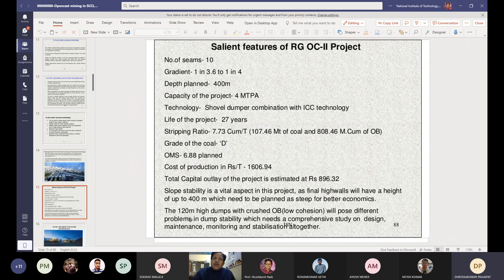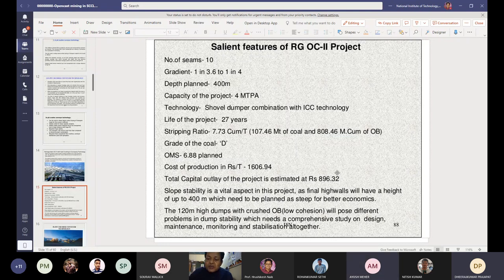So proper planning is to be done so that the slopes will remain stable. The 120 meter high dumps with crushed overburden with low cohesion will pose different problems in dump stability, which needs a comprehensive study on design, maintenance, monitoring, and stabilization altogether. Since the depth of the mine is very big, a 400 meter deep open cast mine, it is very difficult to mine without considering the stability of the slopes. So you have to go for a comprehensive study on the design, maintenance, monitoring, and stabilization of the benches. So these are the salient features of the project.